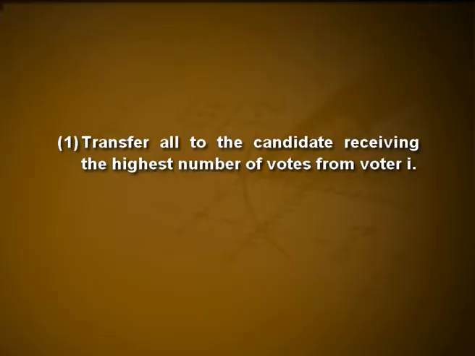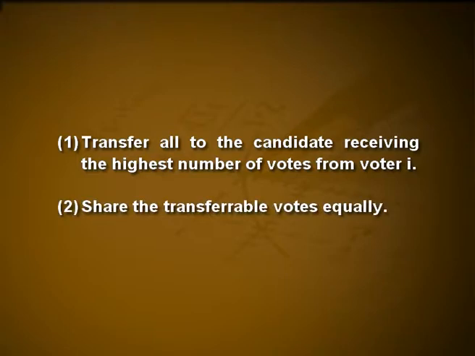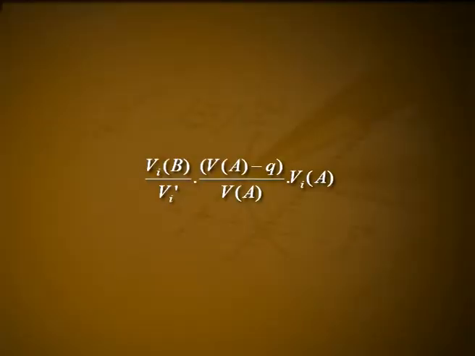Let us discuss several possibilities. First, transfer all to the candidate receiving the highest number of votes from voter i. Second, share the transferable votes equally. Third, transfer proportionately. Let Vi' be the total number of votes cast by voter i for his remaining active candidates. Then we transfer to candidate B (Vi(B)/Vi') × (V(A) − Q)/V(A) × Vi(A) votes.